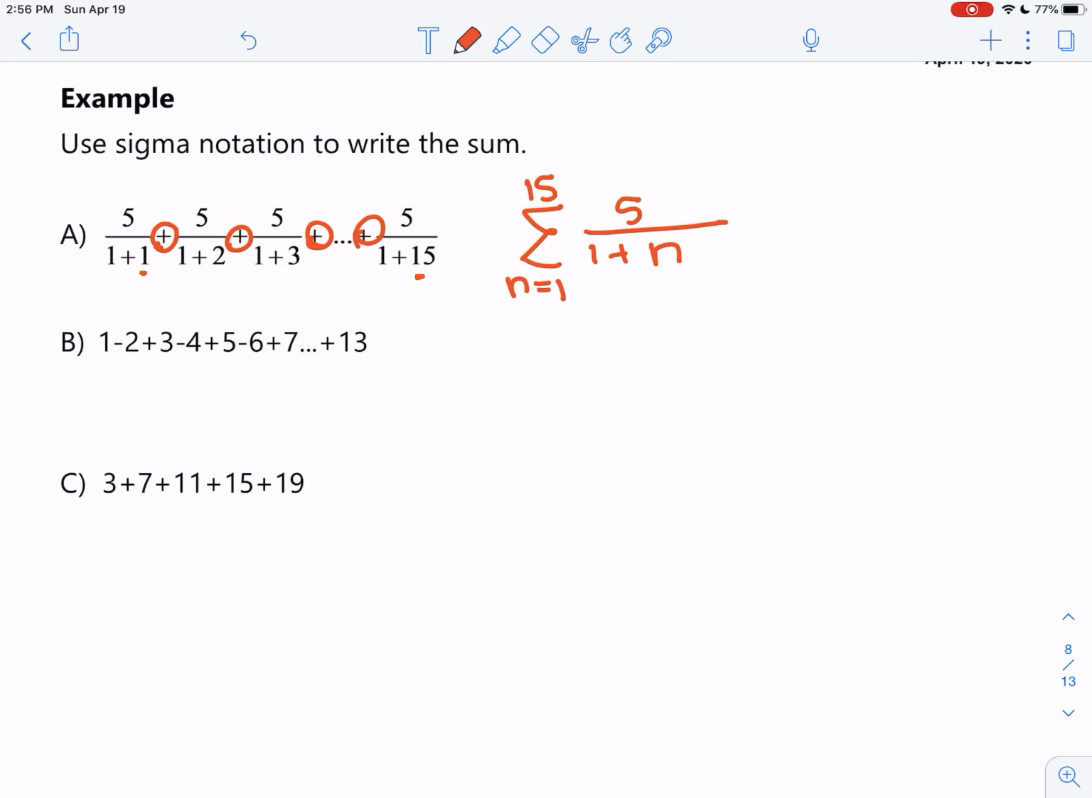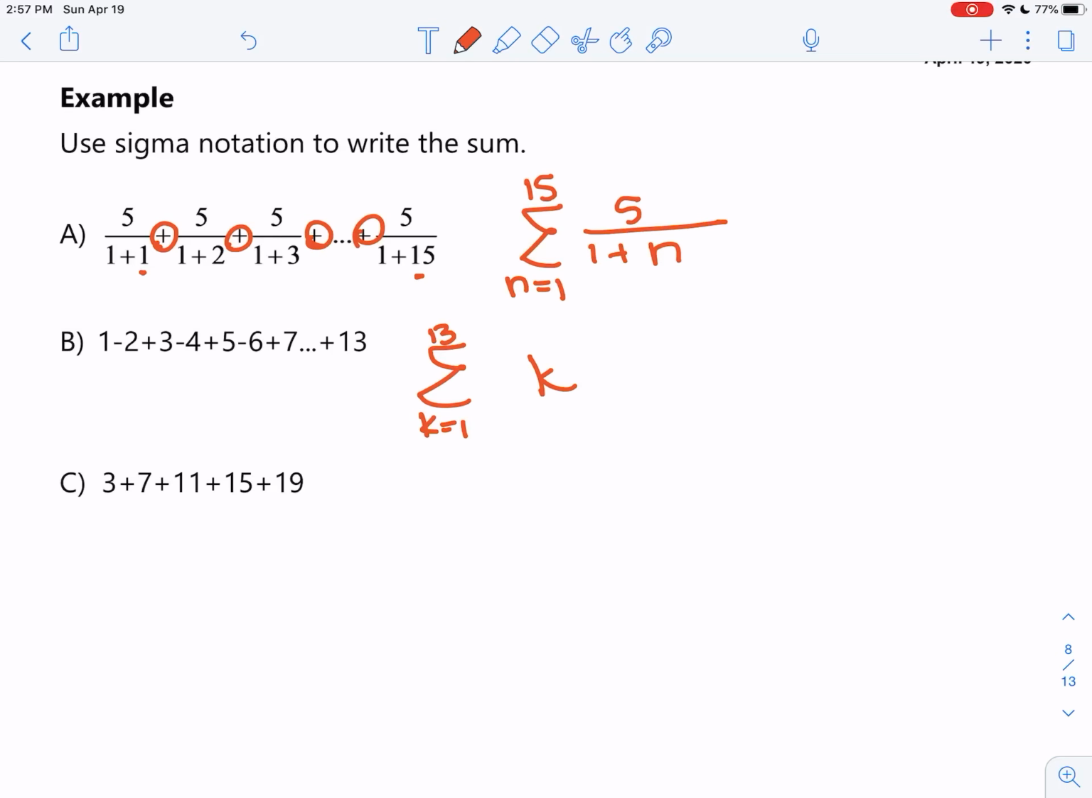All right, let's take a look at the next one. We've got 1 minus 2 plus 3 minus 4 plus 5 minus 6 plus 7 ... plus 13. All right, so I'm going to start with this sum. Now, I can see it's going from 1, 2, 3, 4, 5. Let's use a different letter. Let's use K as another popular letter to use for the index. So K is running from 1 to 13, but there's a little bit of nuance here, right? Instead of 1 plus 2 plus 3 plus 4, it switches. And that's what we call an alternating series. It alternates between positive and negative.